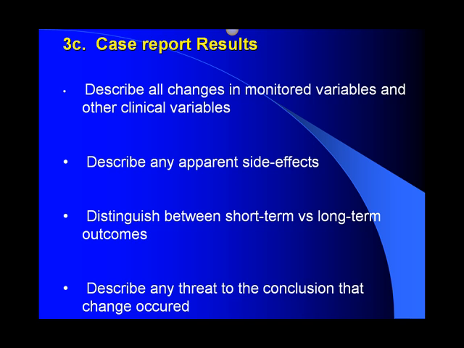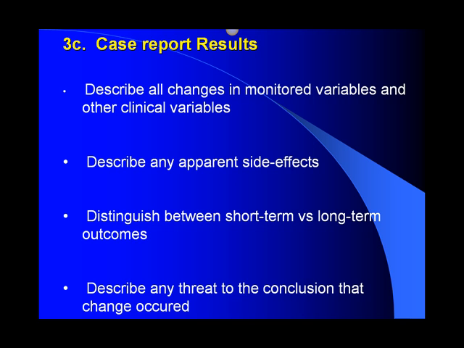One other thing you also want to do is describe what's called the threat to the conclusion that change occurred. So let's say, for example, that you started by palpating muscle tone. We know that palpation has quite a moderate intra-examiner reliability. That means if you do it yourself once and do it again, you can pretty much find the same thing, but it's pretty poor inter-examiner reliability, meaning it's very subjective.